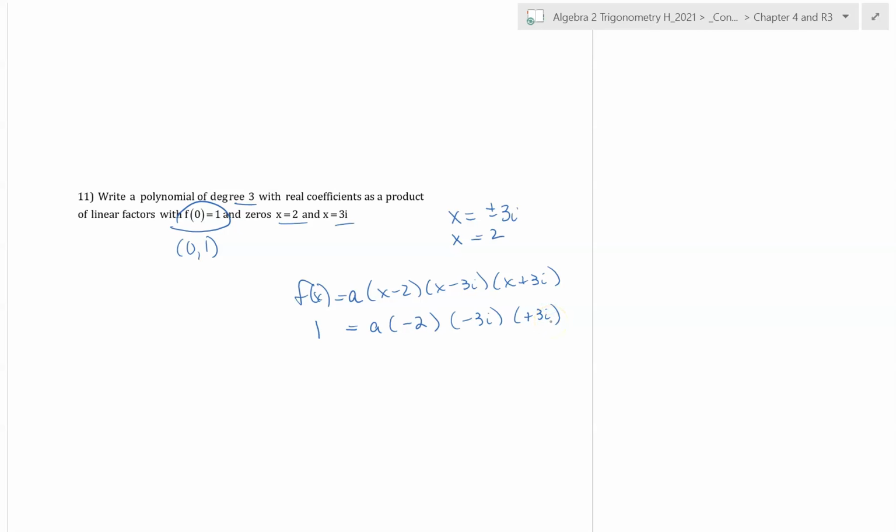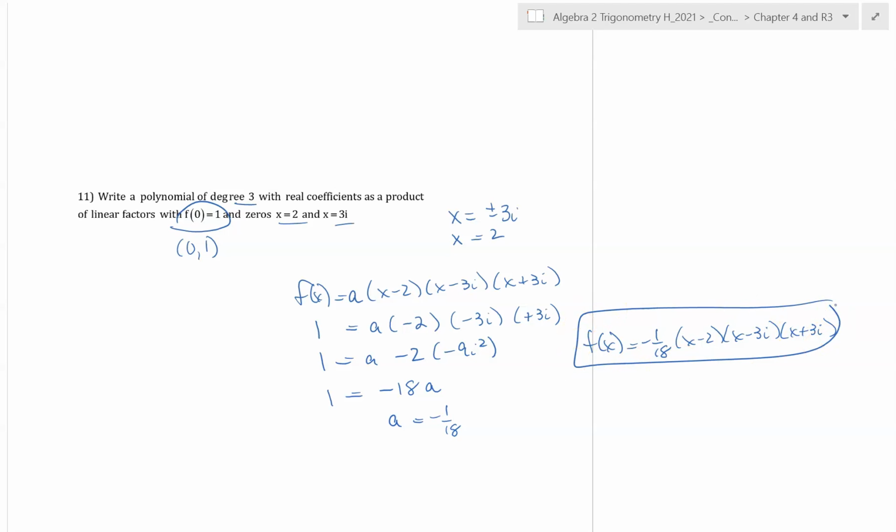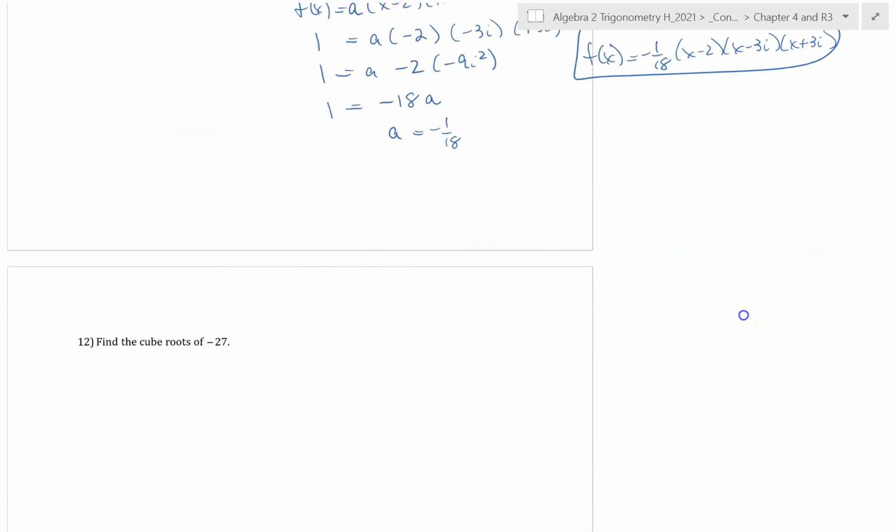So now if we solve for a, you end up with, let's see, negative 2 times negative 9i squared. i squared is negative 1. So we have 1 equals negative 18a. So a is negative 1 over 18. So here is our polynomial. Great job, everybody.